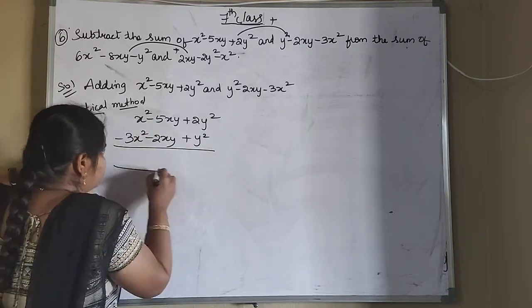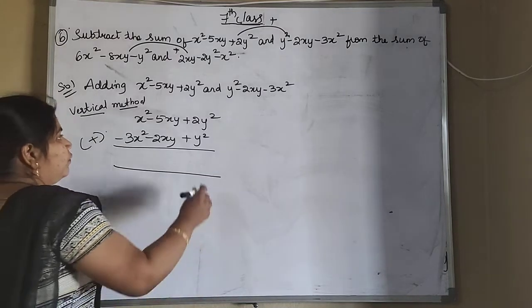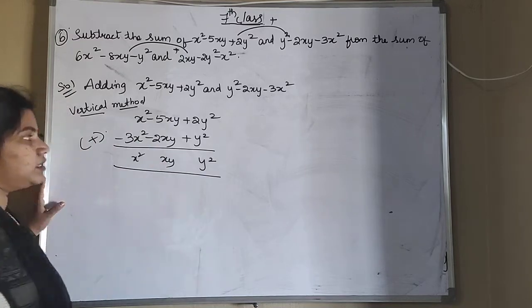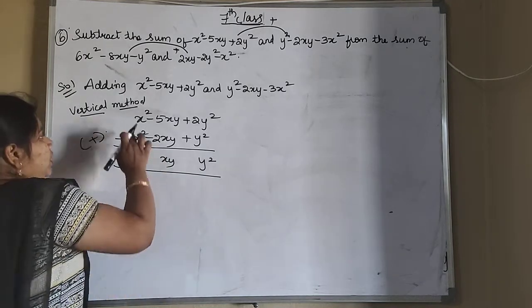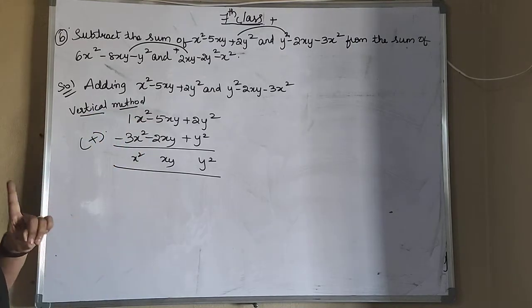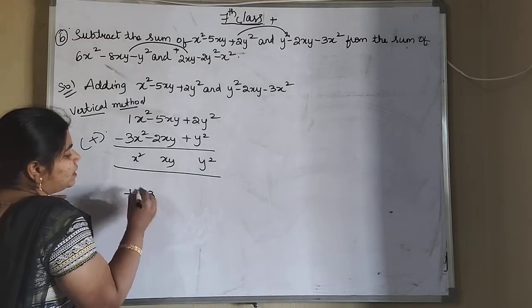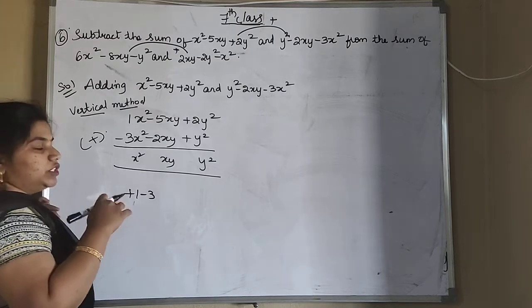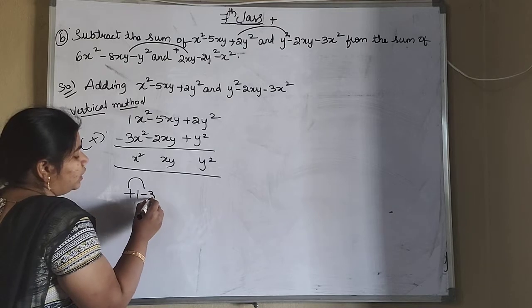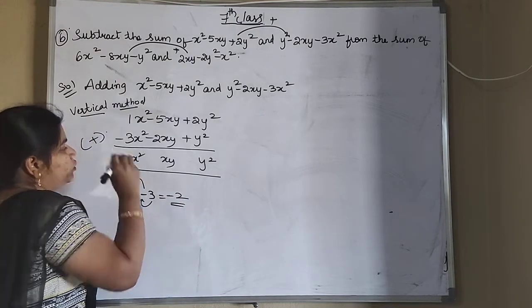So we are doing addition. First write the variables as they are. Now compare the numbers. What is the coefficient of x square? That is 1. If you are not seeing any digit, it equals 1. So plus 1 minus 3 will be how much? Think about integers: plus into minus is minus, 3 minus 1 is 2, and the bigger number's sign is minus. So you get minus 2.